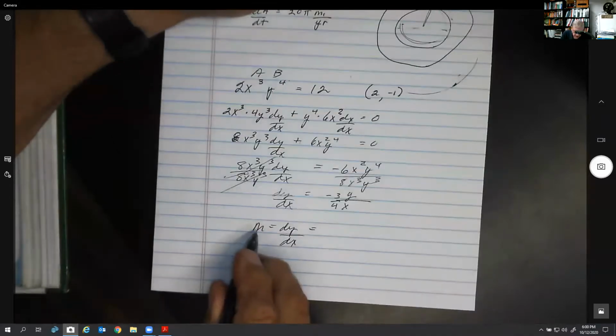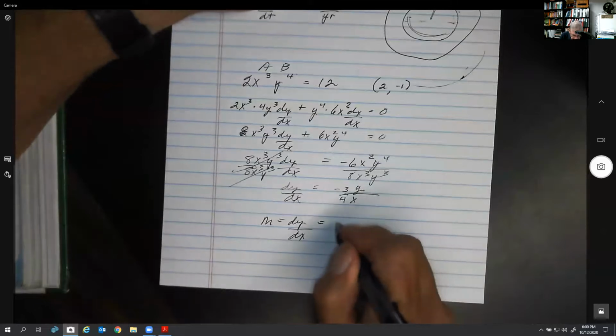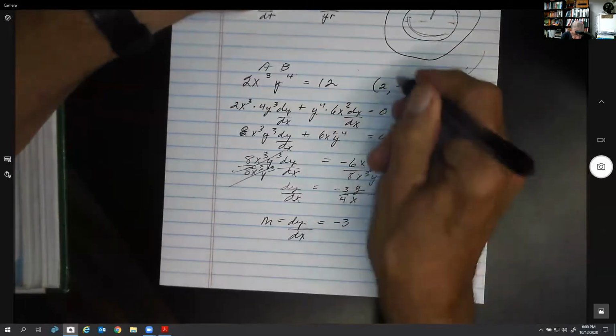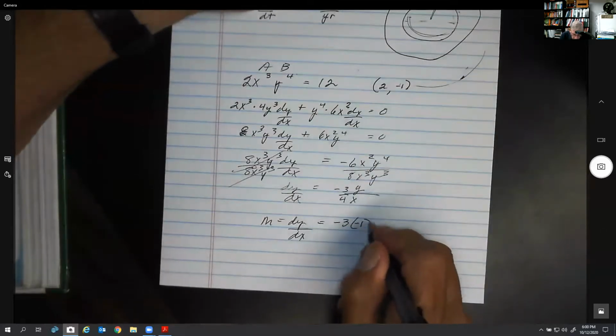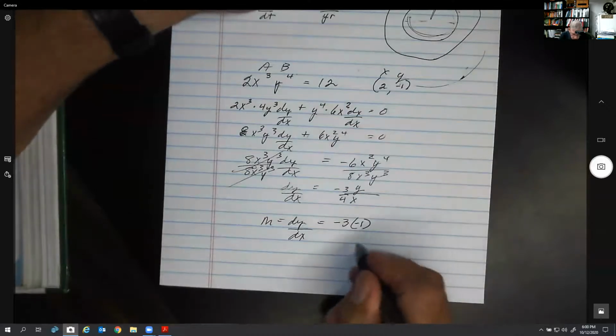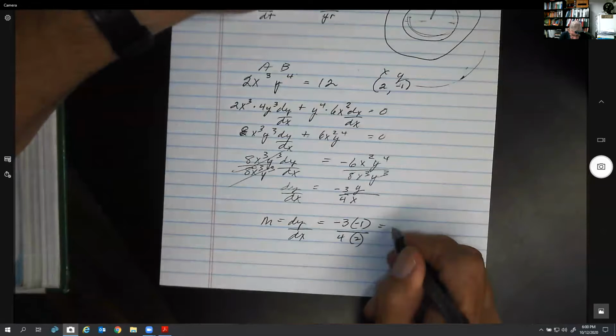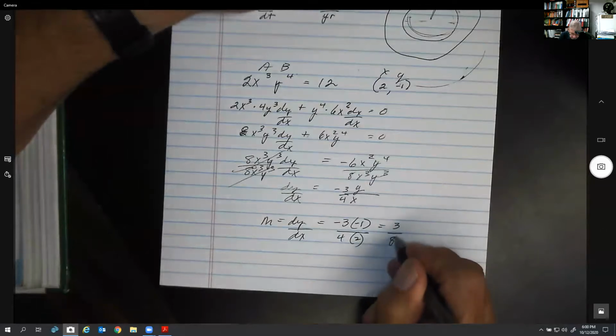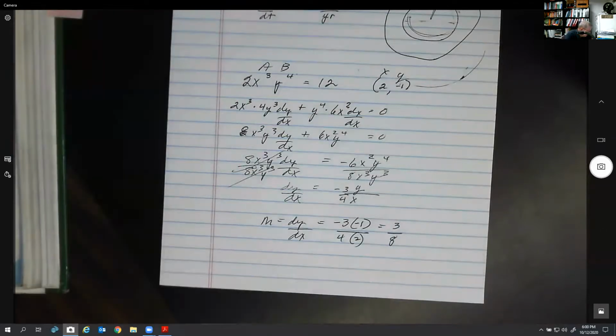So I like to write the slope is equal to dy over dx is equal to negative 3 times negative 1, y, over 4 times 2, x. I come up with 3 over 8. So the slope at that particular point is 3 over 8.